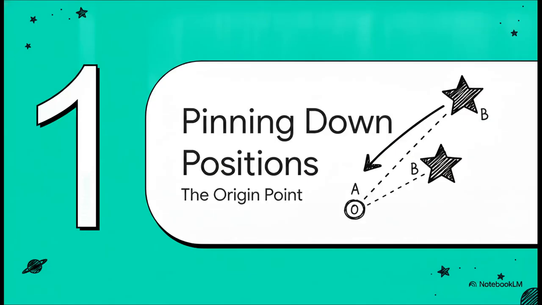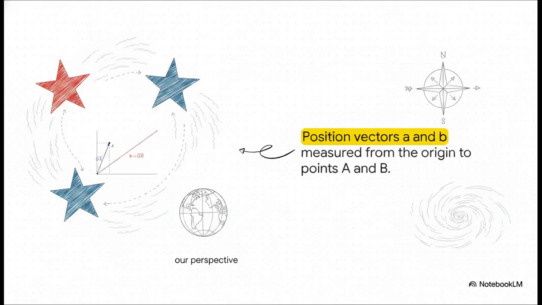Part 1. Pinning down positions, starting with the origin point. Imagine you're standing right at the absolute center of the universe. That's you at our origin point O. Now look up at the night sky at two distant stars, A and B. Think about drawing invisible lines directly from where you're standing right out to those points. Those lines? Those are your position vectors, A and B. They completely pin down exactly where each star sits relative to you. They tether those stars to your exact perspective, and you don't even need any arbitrary grid lines or a massive universal map to do it.